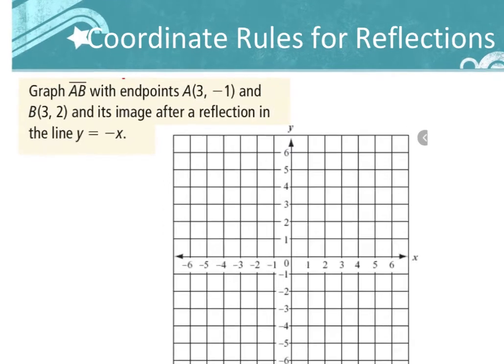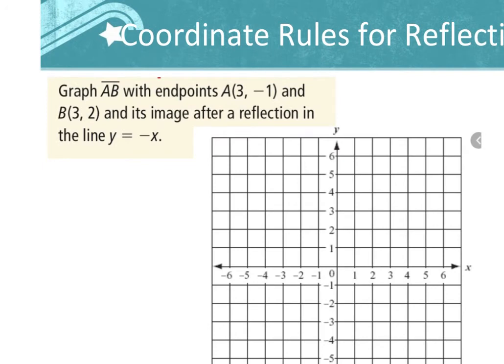Before I do anything, guys, what I first want to do is find what A prime and B prime are going to be, okay? Because knowing our coordinate rules, y equals -x, all we're going to do is follow those rules. So A prime is going to be (1, -3), okay? We made the -1 positive and we made the 3 negative. B prime is going to be, let's take the y coordinate 2 and make it negative, and let's take the x coordinate 3 and make it negative.